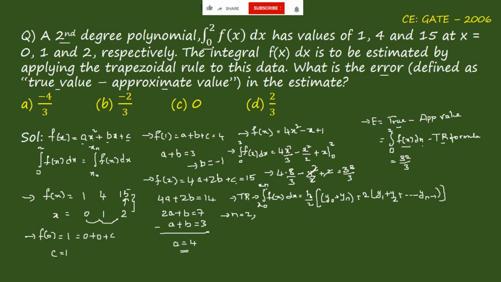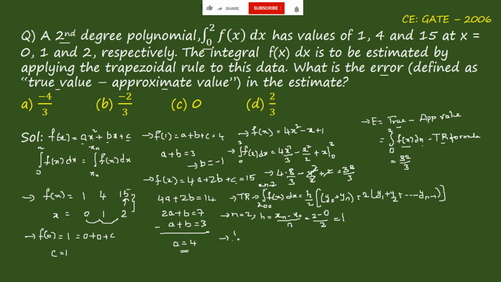Next we have to find the value of h, right? For h, the formula is given as x of n minus x naught by n. X of n and x naught are given as 0 to 2, right? So substitute the values here, it becomes 2 minus 0 by 2. So h is equal to nothing but 1. We got it. So just substitute the value, we get h is 1.